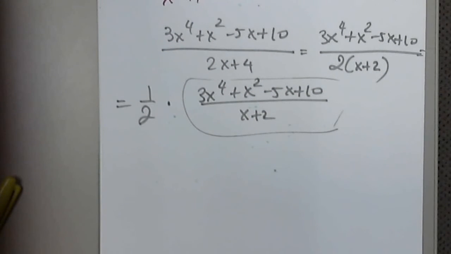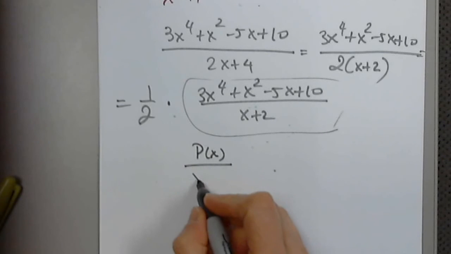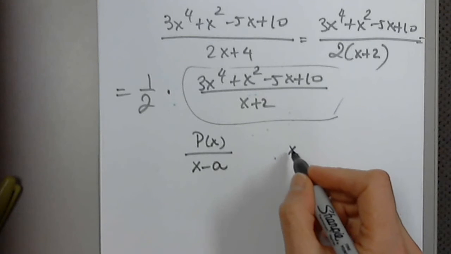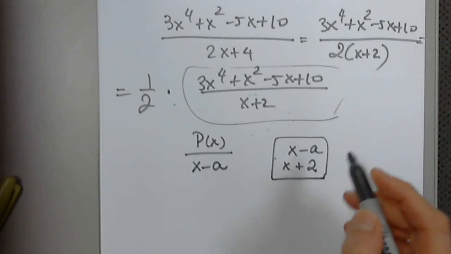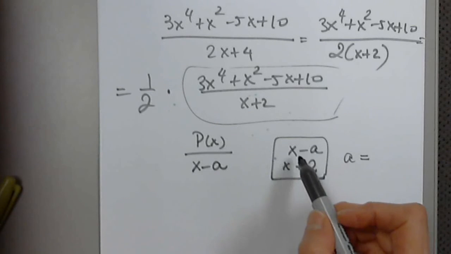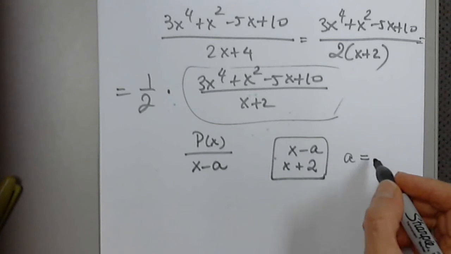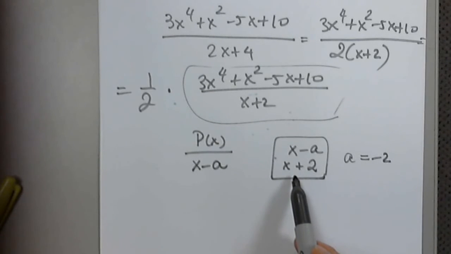Good. So here's a synthetic division. The synthetic division requires a polynomial divided by x minus a. If you compare x minus a to x plus 2, tell me how much is a. If you say 2, I will say no, because x minus 2 does not equal x plus 2. But if you say a equals negative 2, then I will agree, because if you replace a by negative 2, you get this.